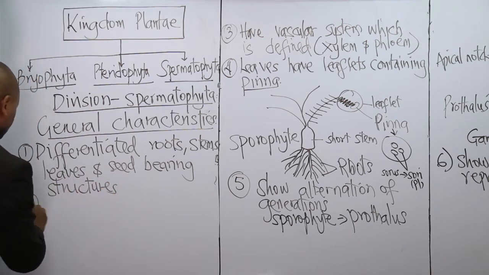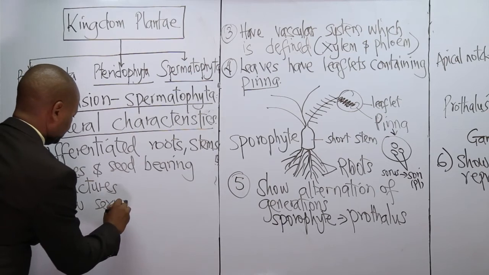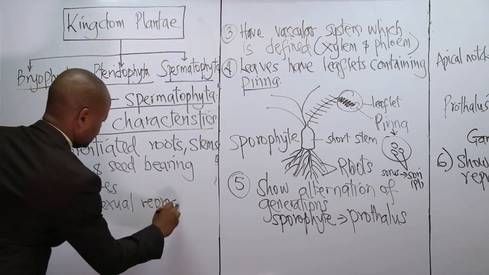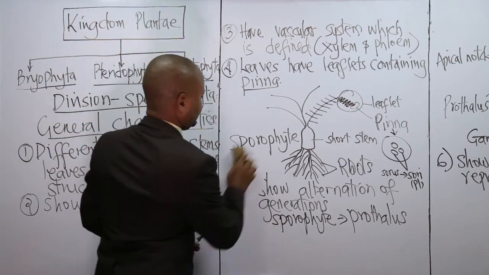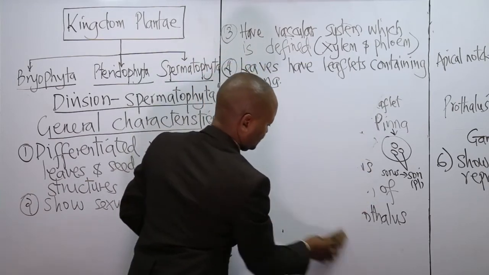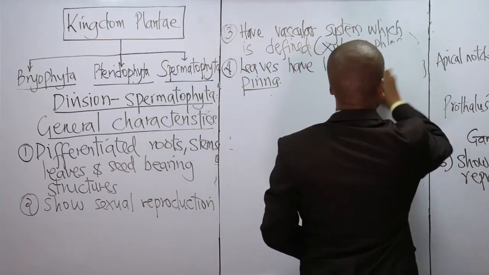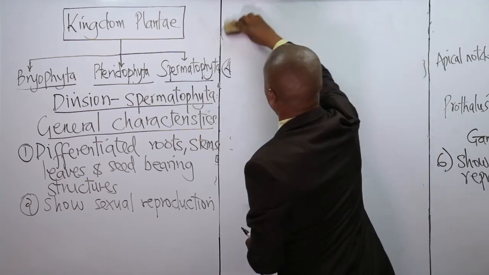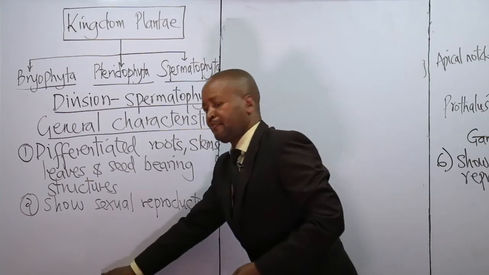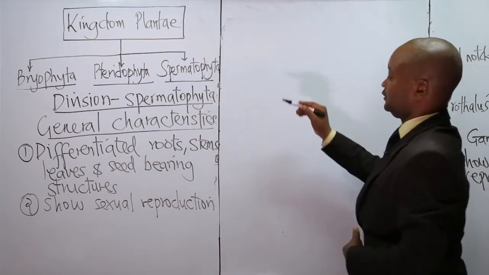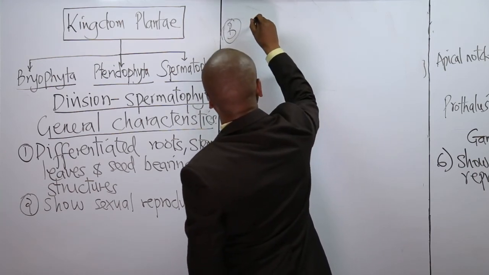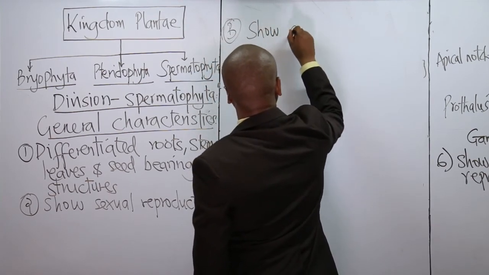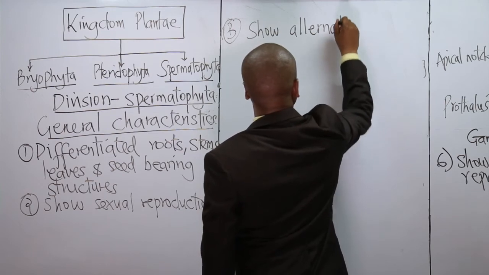Then two, they show sexual reproduction. That one we have noted. Next, we are looking at the general characteristics of this division Spermatophyta. They show alternation of generations. This one we already know what it is, so we might not explain a lot, as we have already explained in detail.